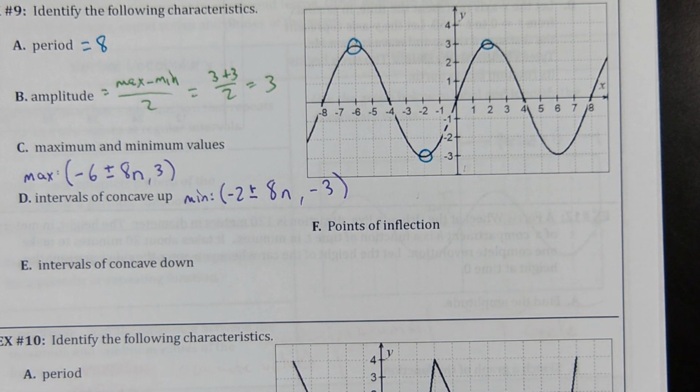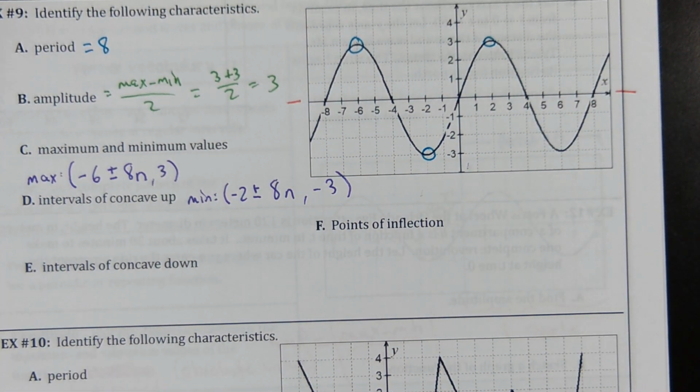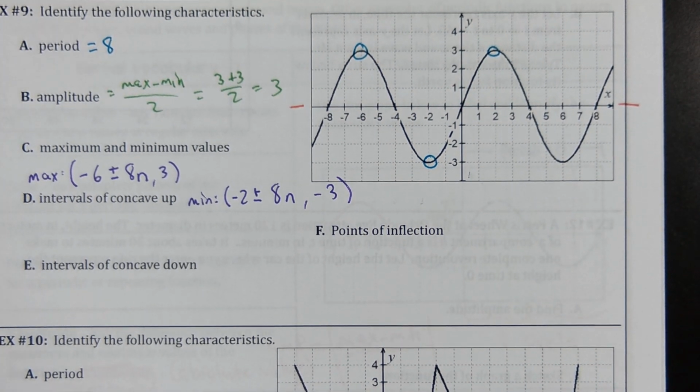This graph has an infinite number of zones that are concave up and an infinite number of zones that are concave down, which means it has an infinite number of points of inflection. So I think it's actually easier to do the points of inflection first. The points of inflection are always going to happen in the middle of the graph. That thing is known as the midline. That one happens to be the x-axis because we're going from positive 3 to negative 3. So that means all of my inflection points are on the x-axis.